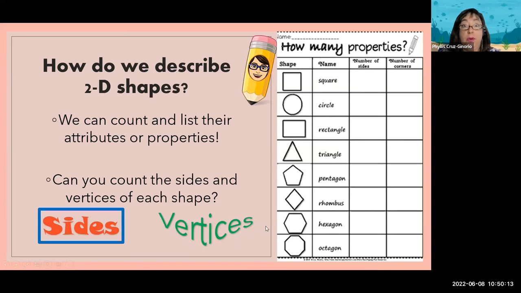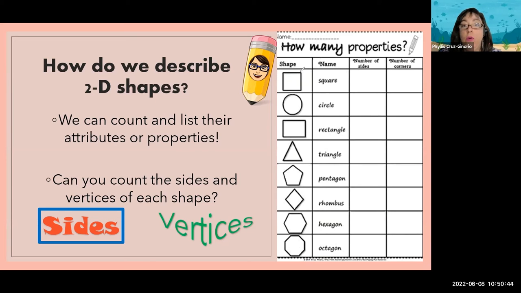It looks all sharp and pointy. Vertices. And our long sides. So we can count and list the attributes. We call them attributes or properties of the shape. Can you count the sides for each of the shapes? Can you count the vertices, the little owie points, the corners, for each shape? I'm just going to do a couple of them really quickly to show you how easy this is.